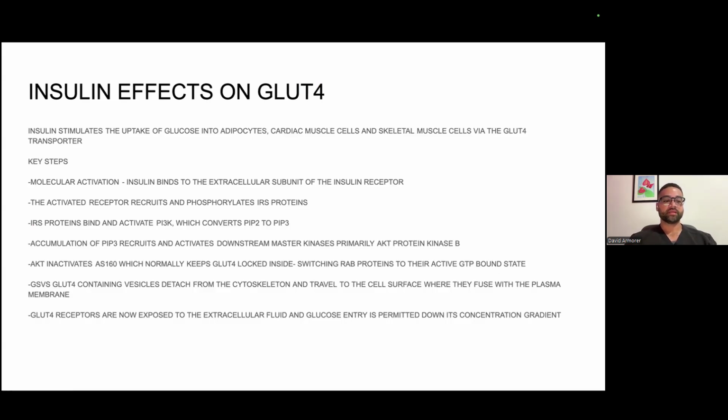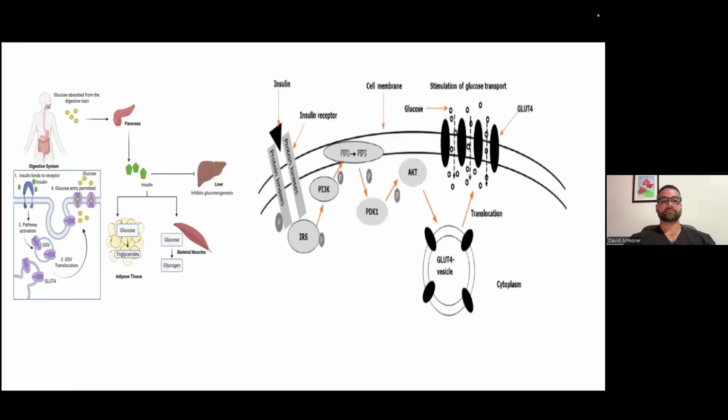And then the vesicles containing the GLUT4 detach from the cytoskeleton and travel to the cell surface membrane, where they fuse with the plasma membrane and have the GLUT4s now located on the membrane, where they're exposed to the extracellular fluid and aid in glucose entry down its concentration gradient.